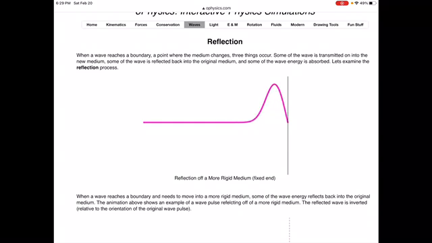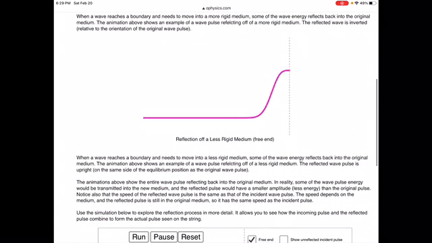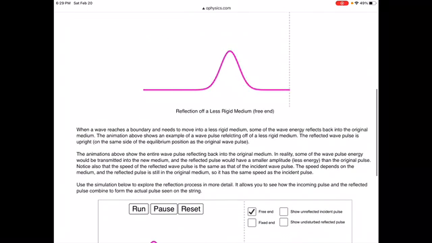Okay, so here is a simulation of a reflection off of a more rigid medium or a more dense medium. You can see how the wave reflects. It actually changes phase or flips sides. This here is a simulation of reflection off of a less rigid or less dense medium, and you can see how the wave bounces off, and it returns on the same side.